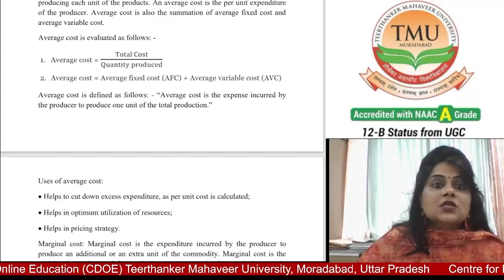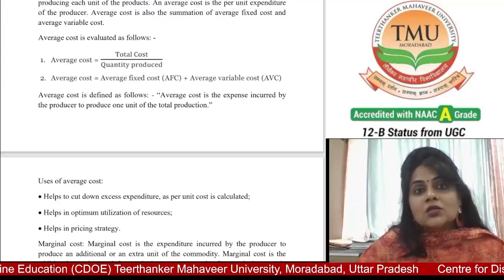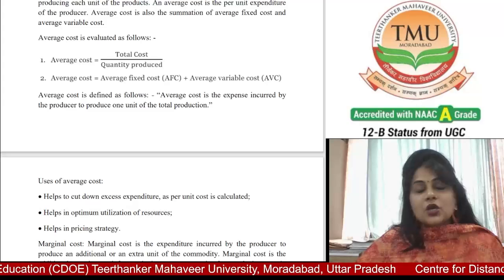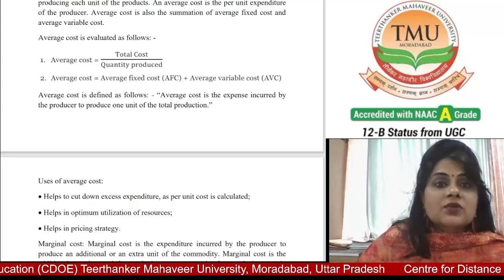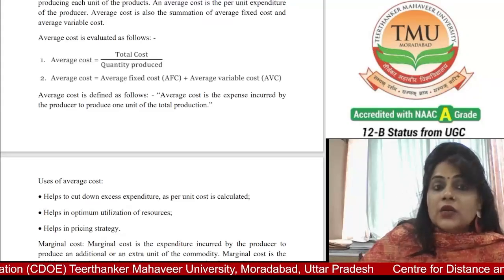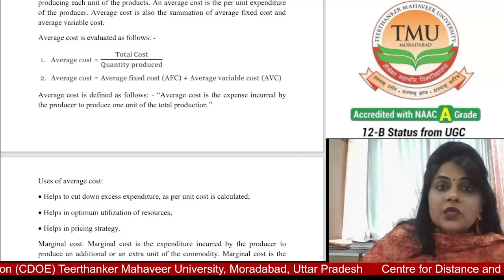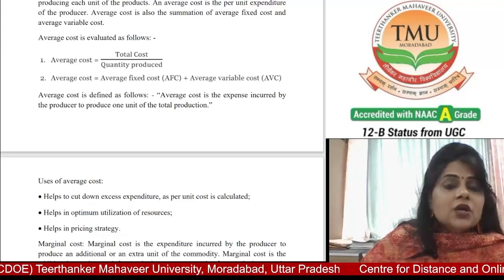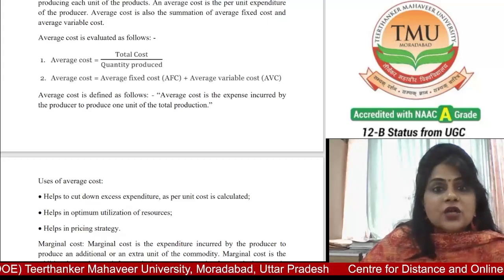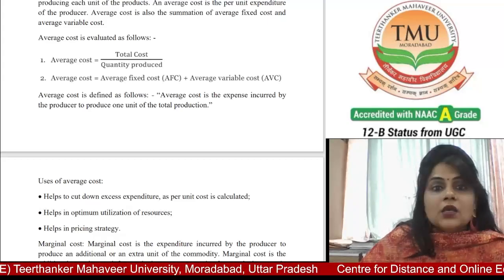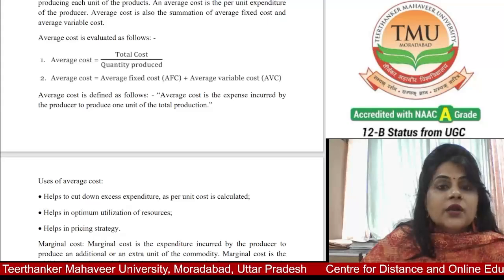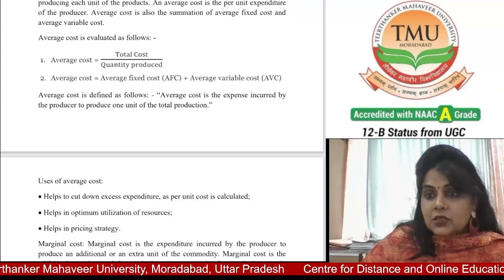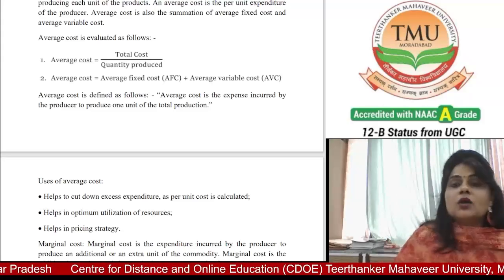So average cost is evaluated as follows. Average cost is equal to total cost divided by quantity produced. Average cost can also be found with this: average cost is equal to average fixed cost (AFC) plus average variable cost. So average cost is defined as the expenses incurred by the producer to produce one unit of the total production. So the per unit cost.